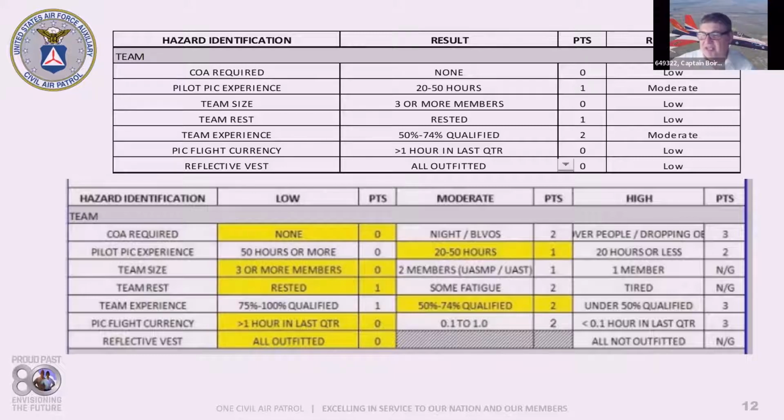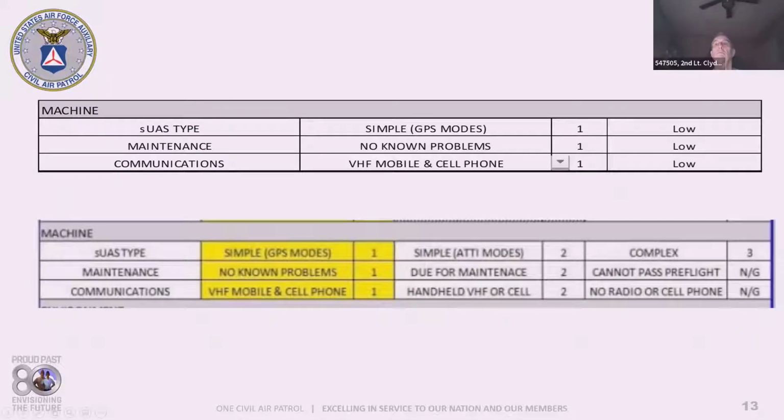Okay, let's move on to the machine area. All right, so there are 3 identifiers here. First, you will identify the type and complexity of the UAS to be flown. So we have simple. That would be the Skydio X2, Phantom 4, Phantom 3, Mavics, the Parrot. I can't remember the name of the Parrot, but anything pretty much off the shelf is going to be a simple GPS.